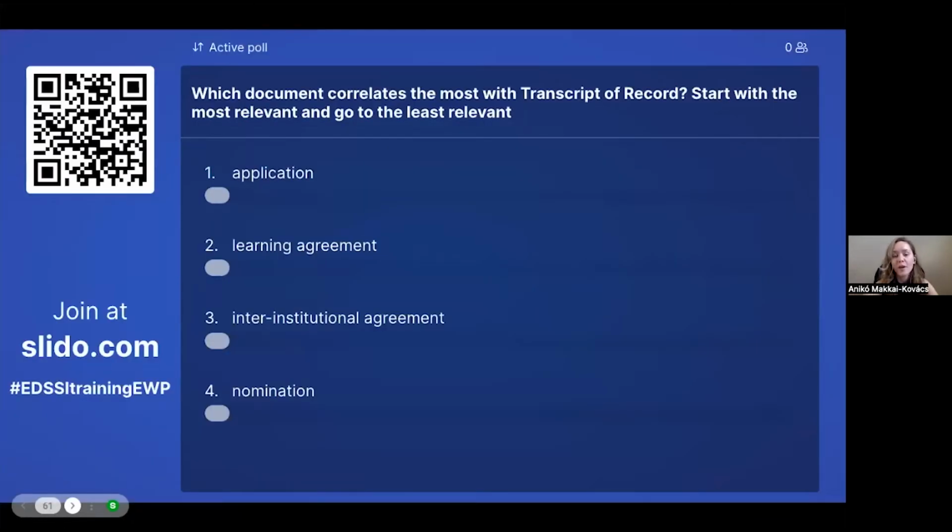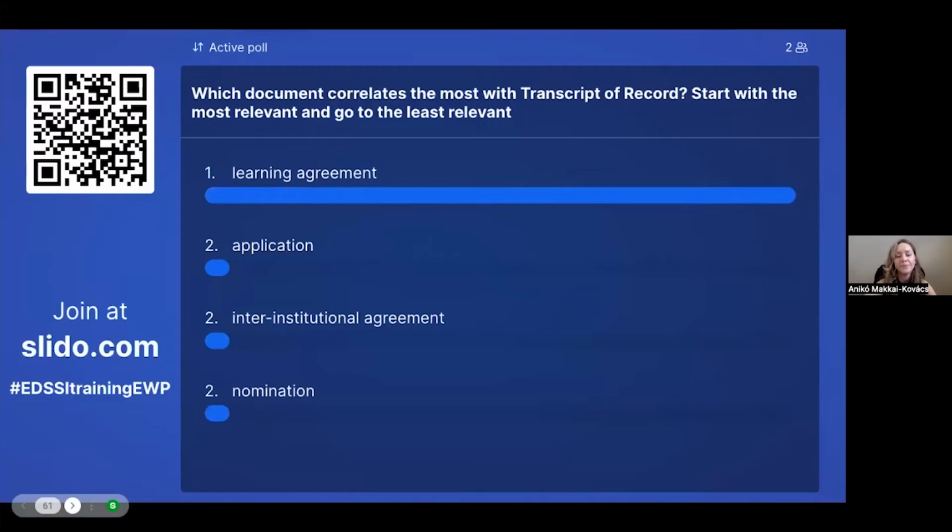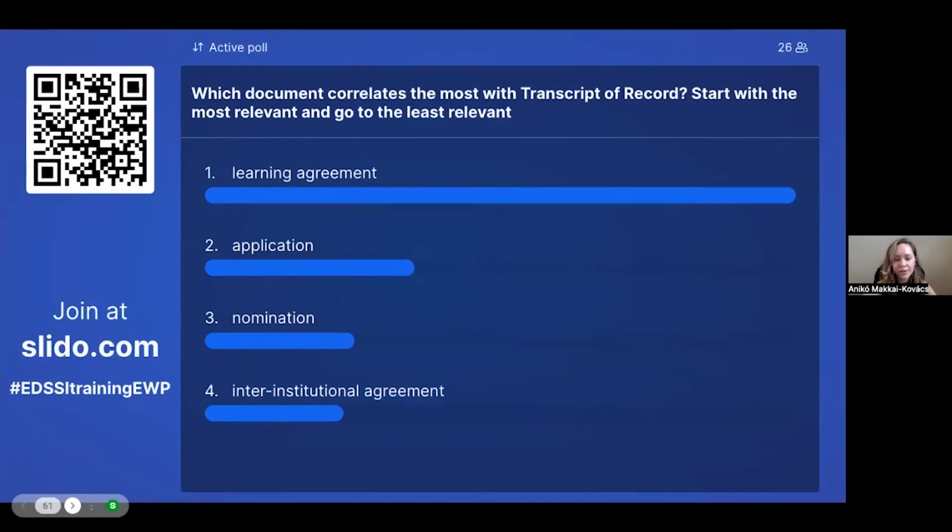So here comes my question. Which document correlates the most with the transcript of records? And now you have to start with the most relevant and go to the least relevant. Yes, exactly. So let's see the votings.